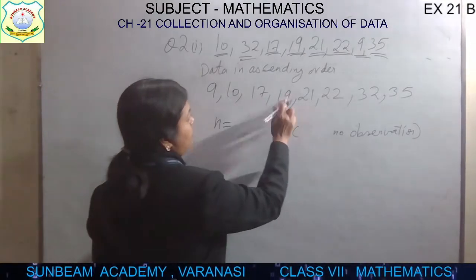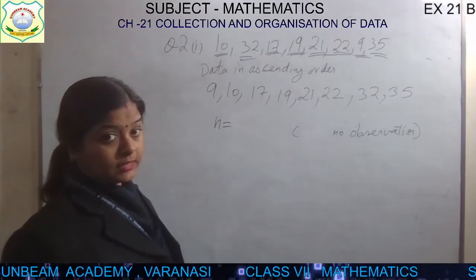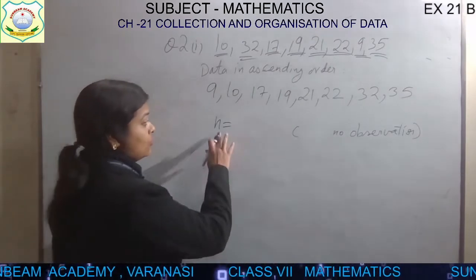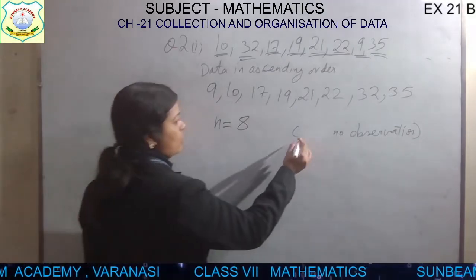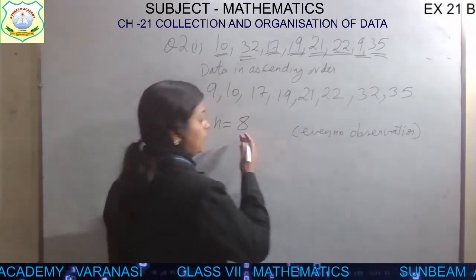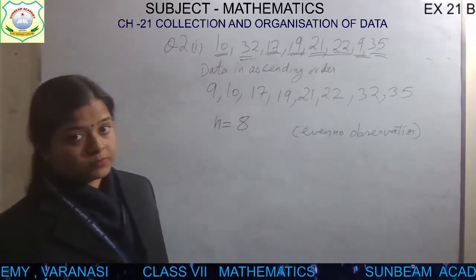Now what is the number of observations? 1, 2, 3, 4, 5, 6, 7, 8. Total 8 observations are there. So n is 8 here. And 8 is what? An even number of observations. 8 is an even number. So this is an even number of observations.